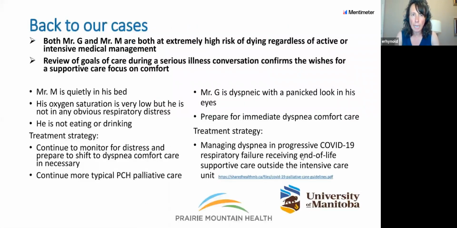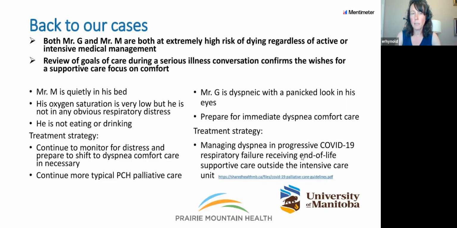So back to our cases, both Mr. G and Mr. M are at extremely high risk of dying regardless of active or intensive medical management because they're both symptomatic now of COVID-19, and the ranges for people who are symptomatic and are older age. And now we're getting some evidence about frail, that the mortality can be up at 50%.